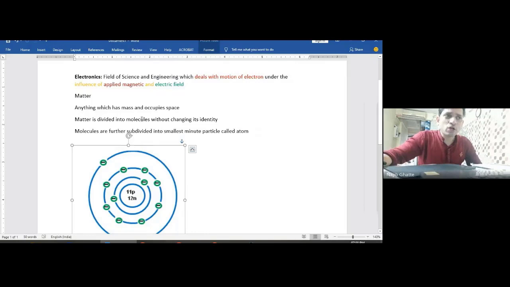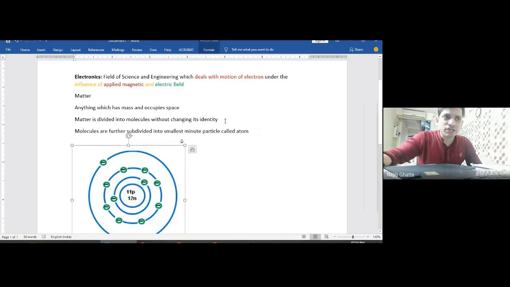Matter is divided into molecules without changing its identity. Example, water is a matter. Water comprised of water molecules, H2O, is a molecule. Now, this H2O molecule can be further divided into atoms, for example, a hydrogen atom and an oxygen atom.